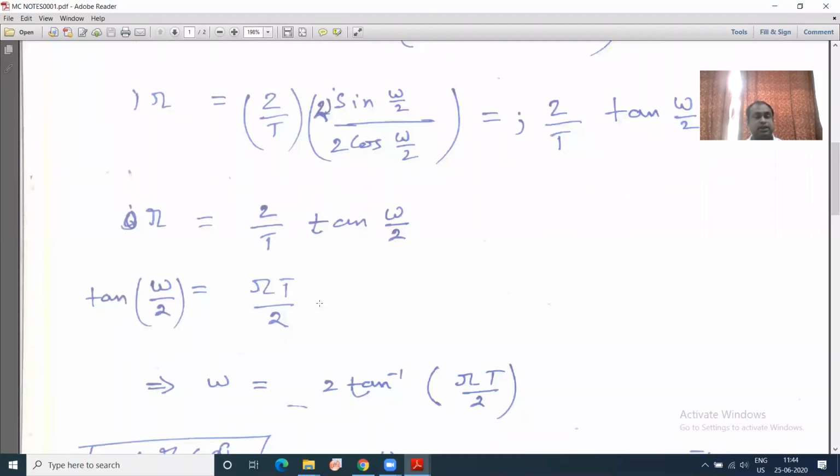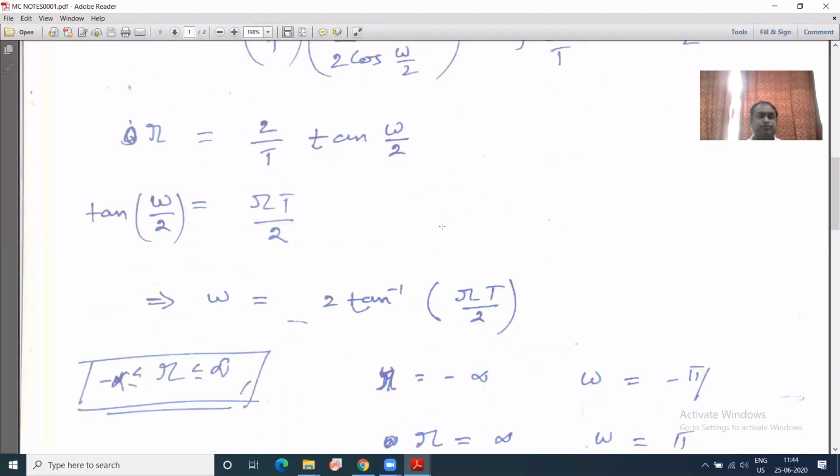So the way I have derived, I hope you understood the step. You check the mathematical calculation, it is not an issue. Then I have said that analog frequency omega can vary from minus infinity to plus infinity, whereas digital frequency can vary from minus pi to pi or 0 to 2 pi, because beyond that it will be repetition of whatever is present in minus pi to pi or 0 to 2 pi. Therefore this is a repetition.